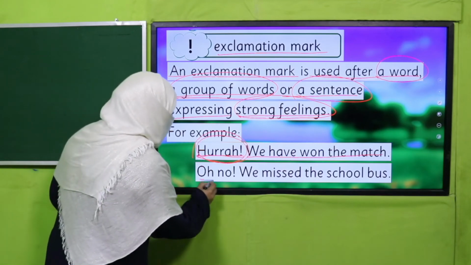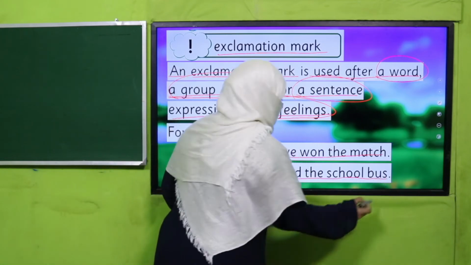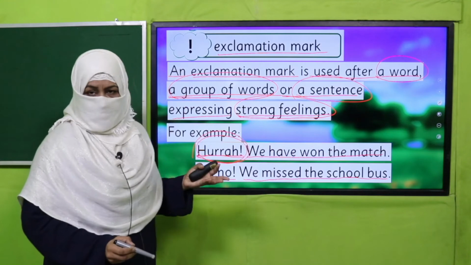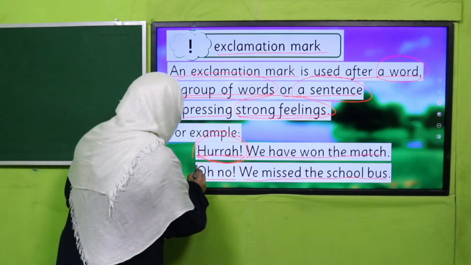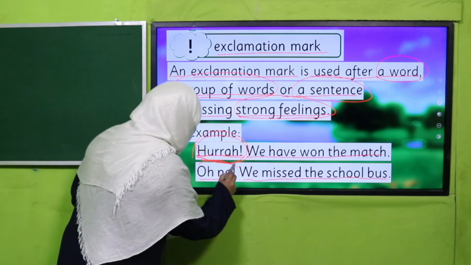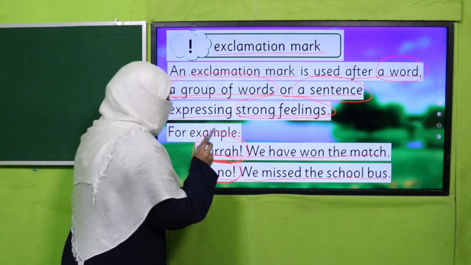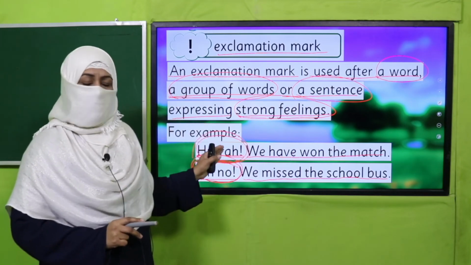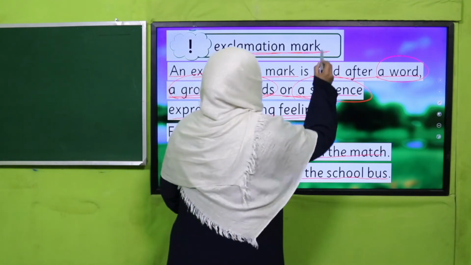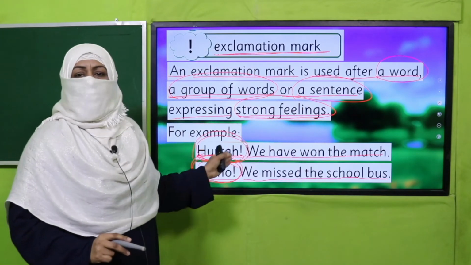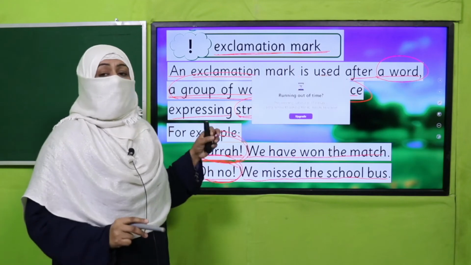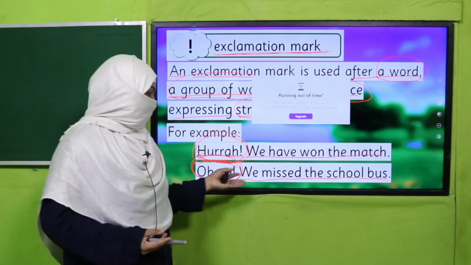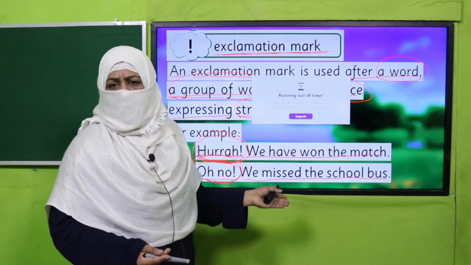Oh no, we missed the school bus. If it happens, it's really problematic. So, oh no, is showing the strong feeling of your worry if you sometimes miss the school bus. So this is how the exclamation mark makes your sentence clearer and shows the loud feeling about the happening of something. Are you clear with it?